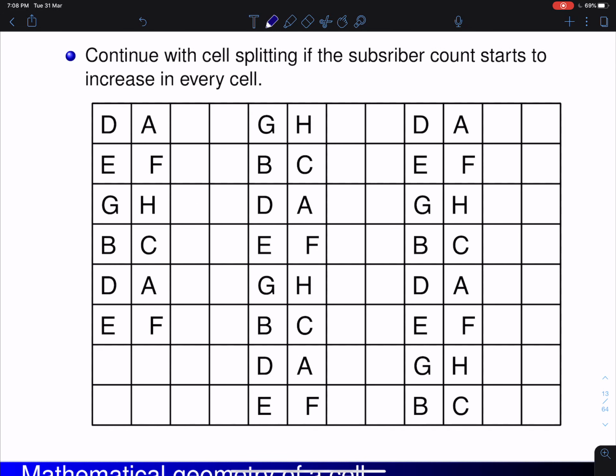Now if you see, the cell sizes have reduced. We initially began with large cells, what I've shown here as an example. A, B, C, D here represent channels. A represents a group of channels and so on. Now we made the cells smaller and we keep applying it to every region. If the number of subscribers keeps increasing in every region, then in the example shown here, we have actually applied cell splitting to almost all the regions.